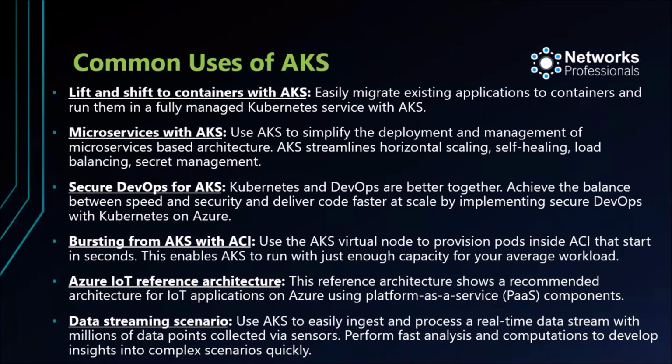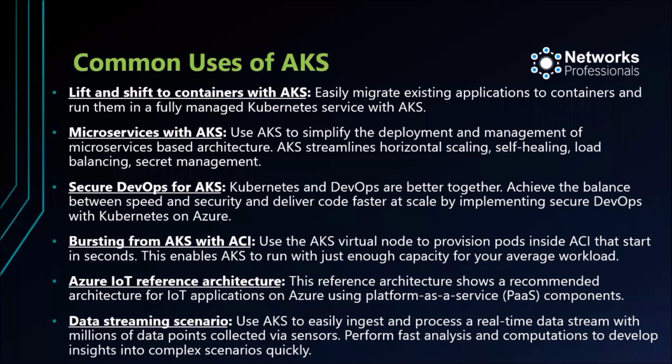Secure DevOps for AKS. Kubernetes and DevOps are better together. Achieve the balance between speed and security and deliver code faster at scale by implementing secure DevOps with Kubernetes on Azure. Bursting from AKS with ACI. Use the AKS virtual node to provision pods inside ACI that start in seconds. This enables AKS to run with just enough capacity for your average workload.